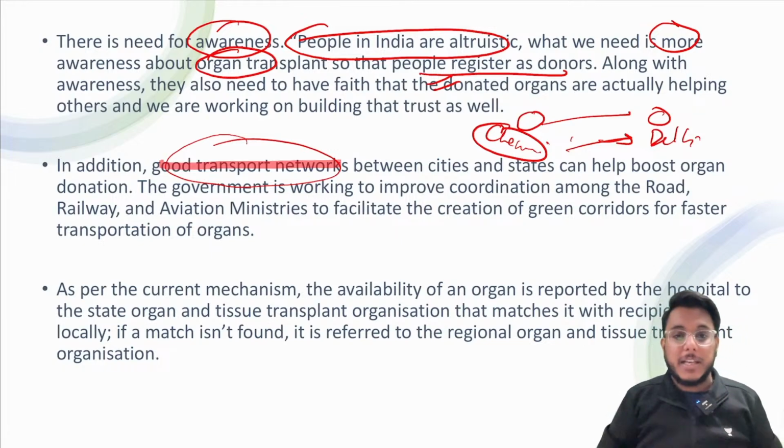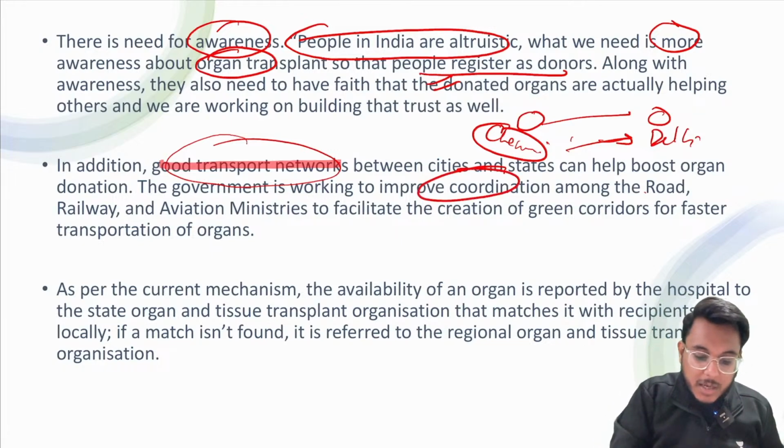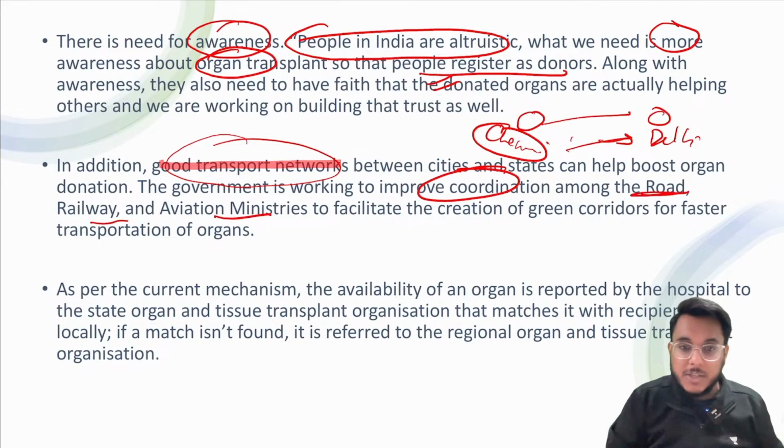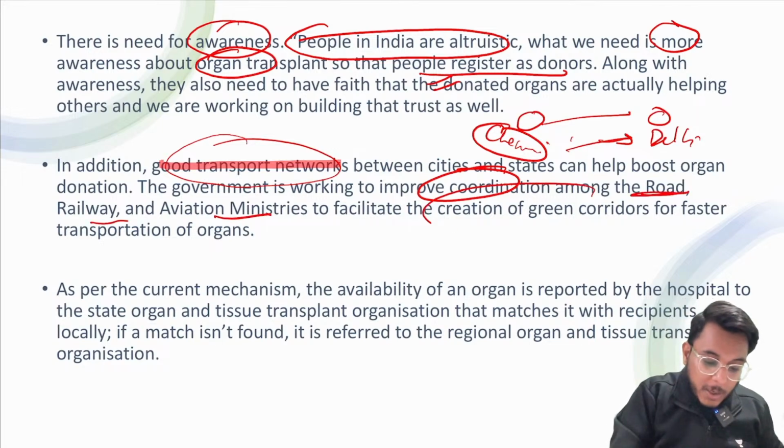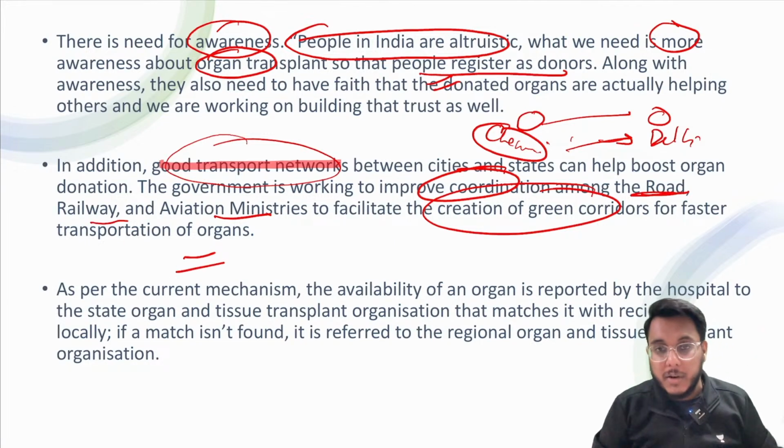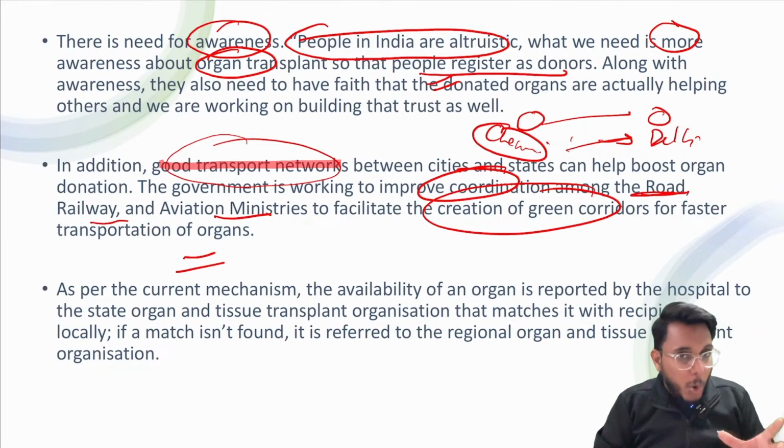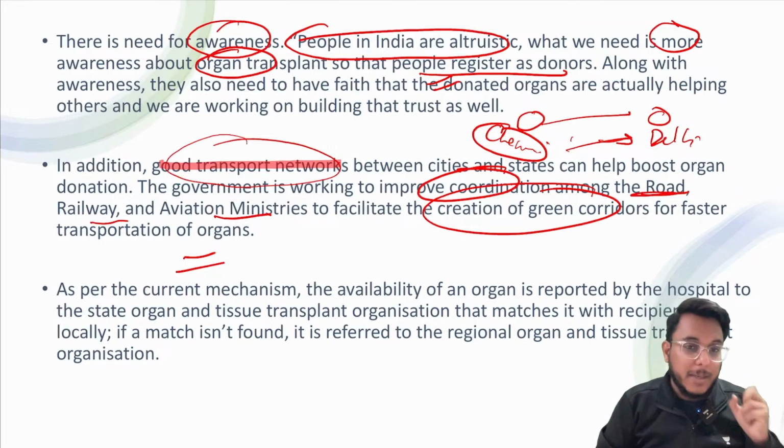In this direction, the government is working to improve coordination through the road, railway, and aviation ministries, and green corridors for the faster transportation of organs are being developed. Though at certain times they have worked successfully, we still need to enhance it more.